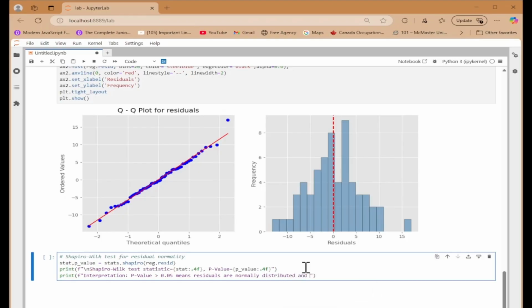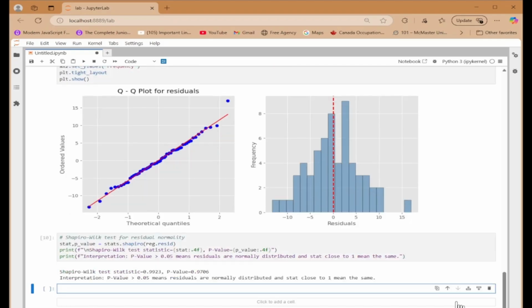Okay, and the Shapiro-Wilk stat around close to one means the same, that is, residuals are normally distributed. Okay, that is the quick small test, and let's run it and cross our fingers that there is no syntax error.